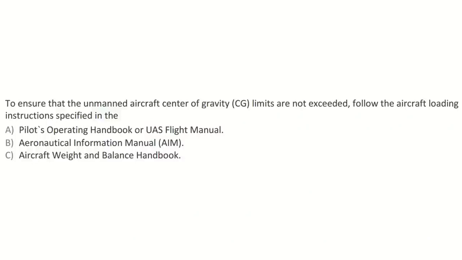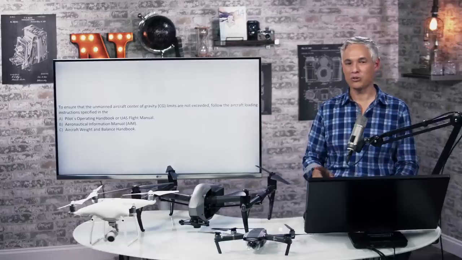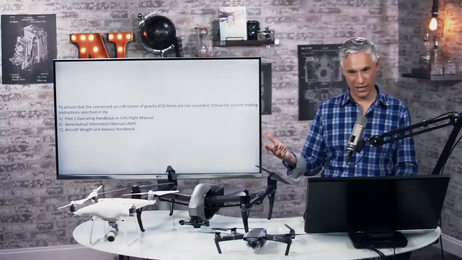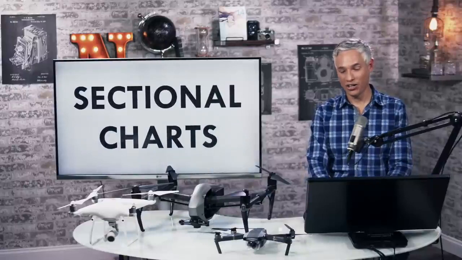To ensure that the unmanned aircraft center of gravity limits are not exceeded, follow the aircraft loading instructions specified in the Aircraft Weight and Balance Handbook. That doesn't exist. No, it's the Pilot's Operating Handbook, or UAS Flight Manual. Now, you might be looking at those answers being like, I haven't seen the UAS Flight Manual. Again, doesn't exist.